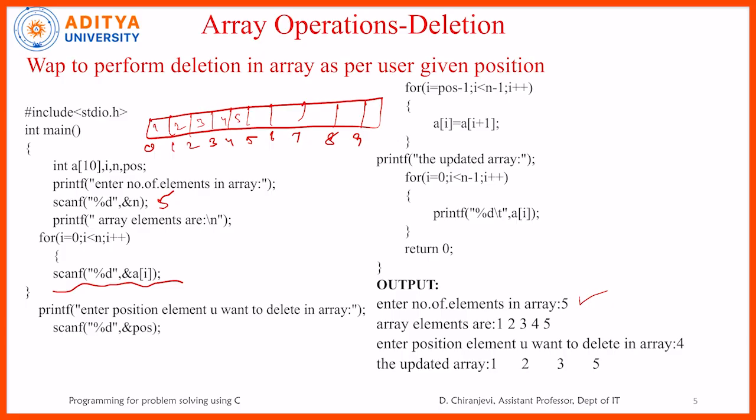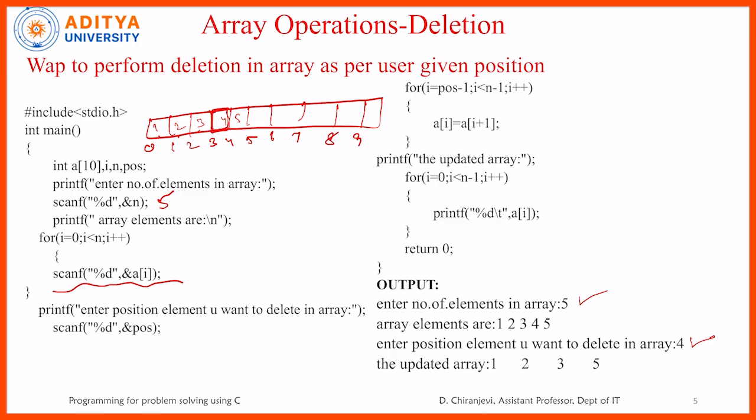After that, now I am asking which position the user will delete. So the user has given 4. In this case, position 4 the user wants to delete. So this is position 1, position 2, position 3, position 4. So position 4 the user wants to delete. Now if you delete this element, what do you need to do? The elements which are adjacent to this, we need to shift towards the left side.